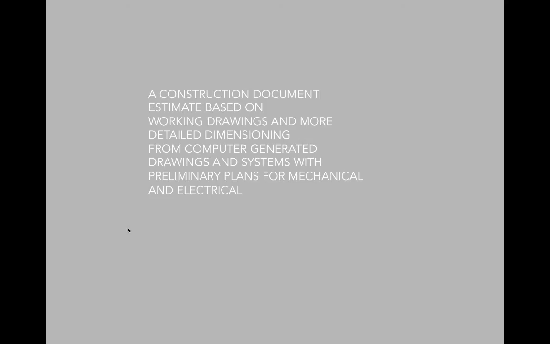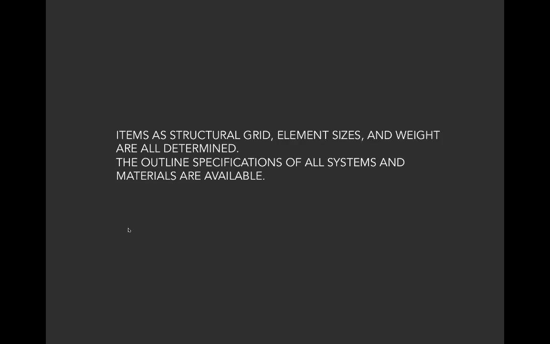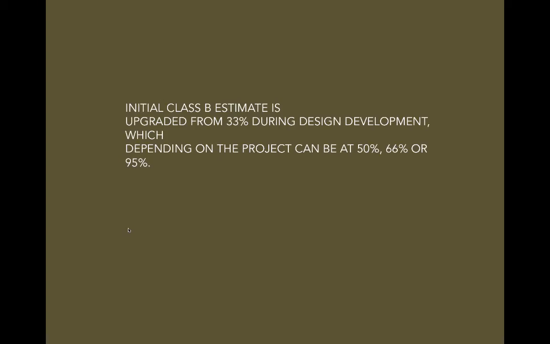There's a Class B cost estimate. This is really when you're in construction documents, based on working drawings and more detailed dimensioning from generated drawings. And you have all of your systems, your mechanical, electrical, IT, AV, acoustic, everything. Element sizes, you have dimensions, and all the outline specs of all the systems are available. So this is where you're really looking at the project at different phases, 50%, 66%, or 95%. That's when you can ask for that type of estimate, either 50, 66, or 95%. So we would tend to ask for it more towards 66%.